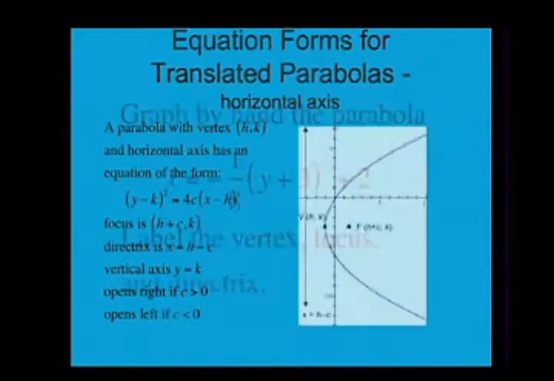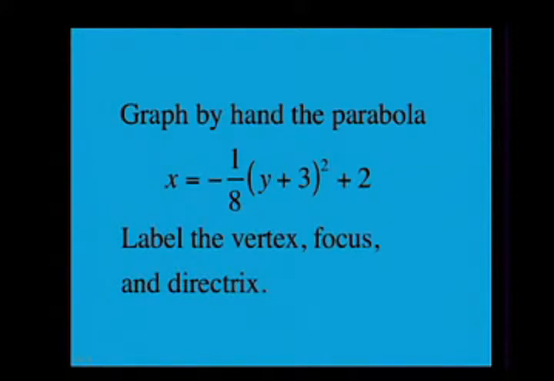Let's take a look at an example. We're going to graph by hand the parabola x = −1/8 (y + 3)² + 2. We will label the vertex, the focus, and the directrix.